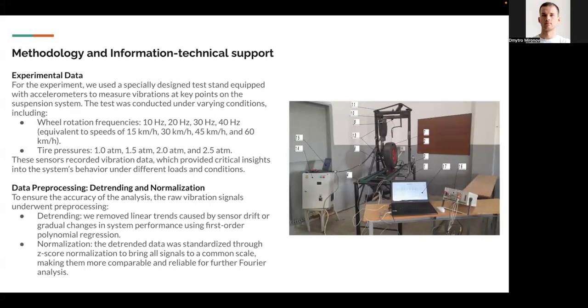The experiment was conducted using a specially designed test rig equipped with accelerometers to capture vibration signals from the suspension system under different conditions. Wheel rotation frequencies ranging from 10 to 40 Hz and tire pressures from 1.0 to 2.5 atmospheres. Before applying the Fourier method, the data underwent preprocessing, including detrending, removing any linear trends from the signals, and normalization, bringing the signals to a common scale to ensure more accurate analysis.